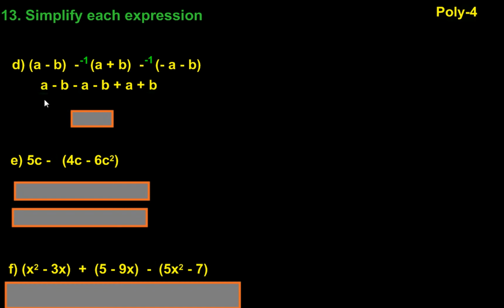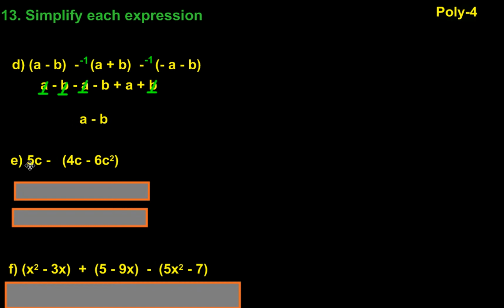We have a positive A right here and a negative A right here, which are going to cancel each other out. I have a negative B right here and a positive B right here that are going to cancel each other out. And so I'm left with a positive A and a negative B. Now, as far as descending order goes, because we have no variables and no exponents, I'm going to put them in alphabetical order with the A minus B.